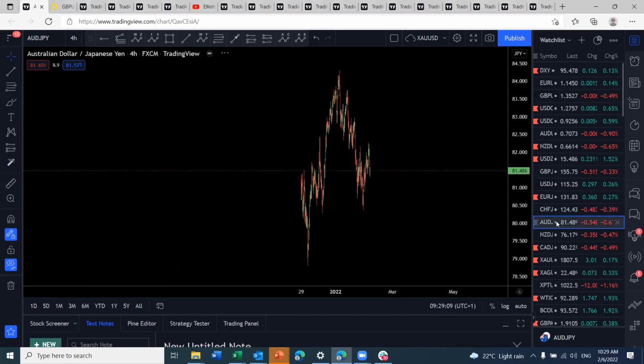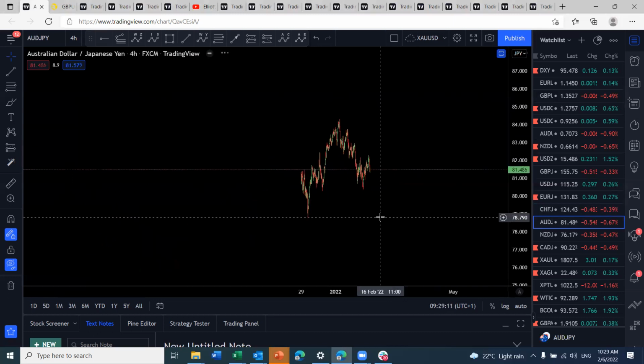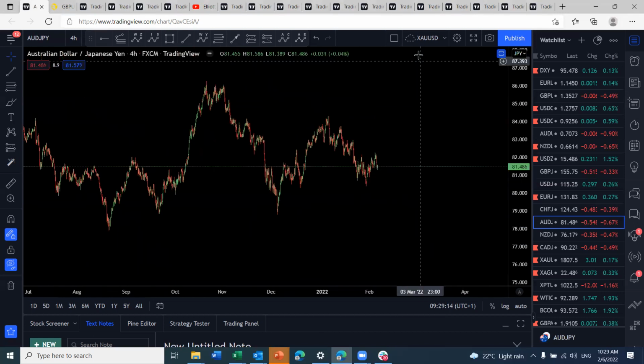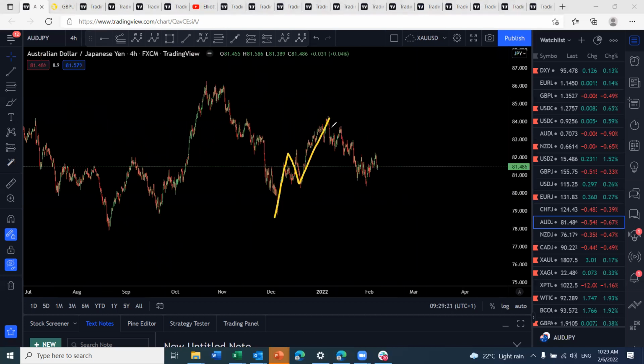AUD yen, let's have a look here. We've seen the forecast from last week, where we focused that this is going to make a move to the downside from here. So we had these three-wave structures here, like this, 1, 2, 3. We also had a setup last week. If you go check last week's video, we had a forecast for this one to drop here.